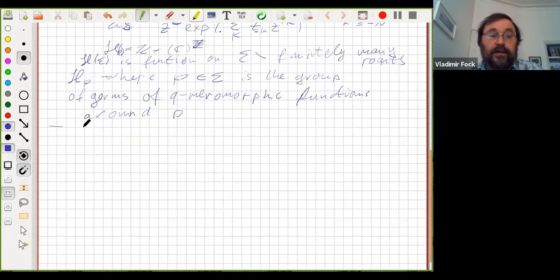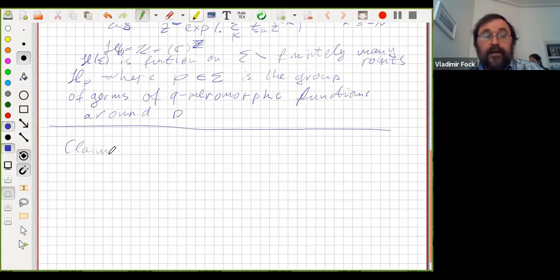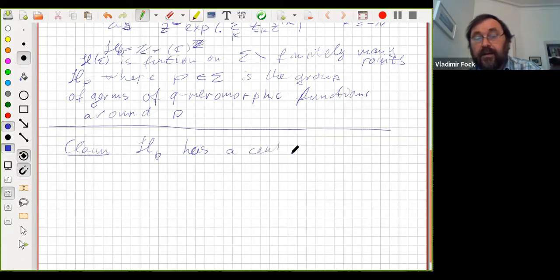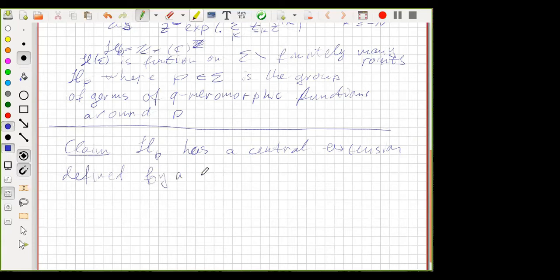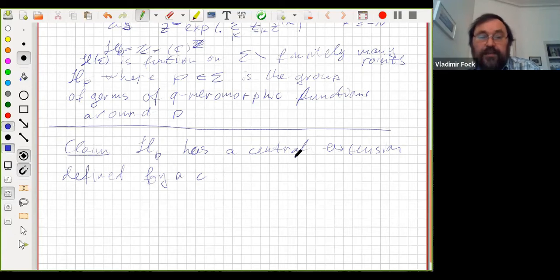What's most important is the following claim: this group H_P has a central extension, defined by a cocycle. Group extension, yes, of course. It's just an abelian group, but the extension is non-abelian. Now the formula for the cocycle is the most important.